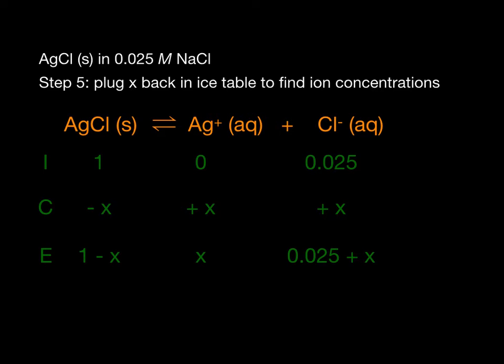Now, x is just a tool to help us figure out ion concentrations. So we want to plug this back into the ICE table. This gives us a silver ion concentration of x, or 6.4 times 10 to the minus 9. And the chloride ion concentration is 0.025 plus that very small number, which after rounding just gives 0.025. So these are the two concentrations of the ions. Since silver chloride is a solid, we don't need to calculate anything about it.